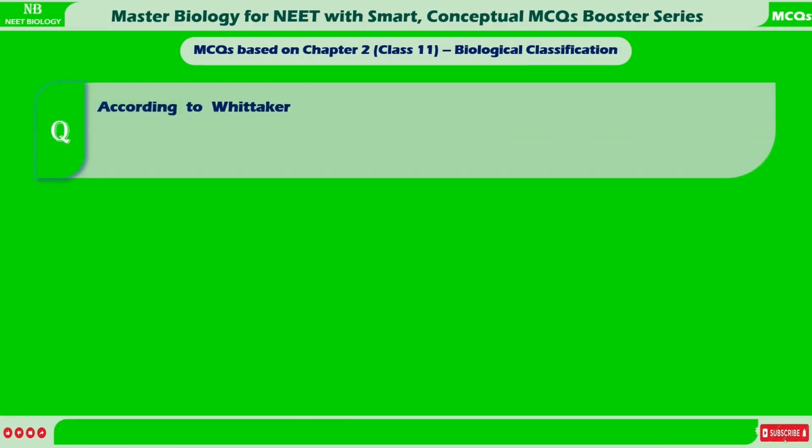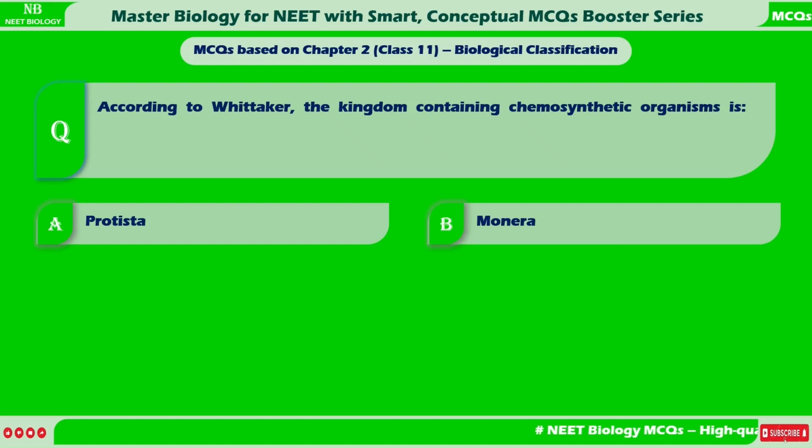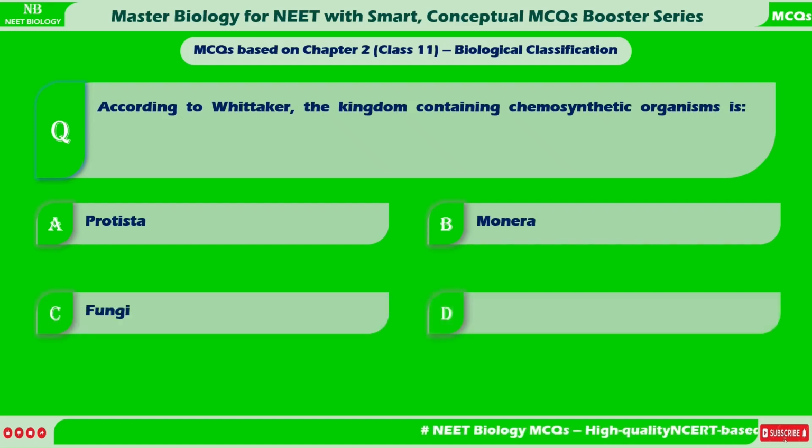According to Whittaker, the kingdom containing chemosynthetic organisms is: A. Protista, B. Monera, C. Fungi, D. Plantae.